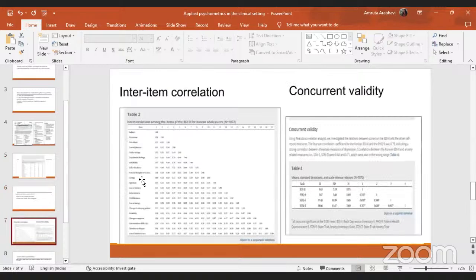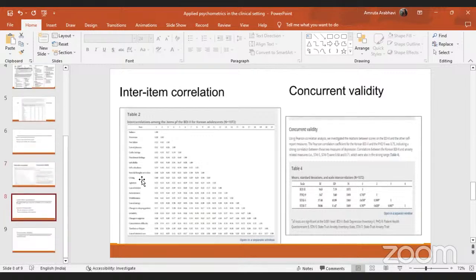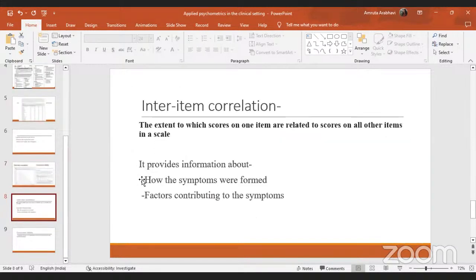there is also an inter-item correlation. Inter-item correlation is the correlation where we understand how one item is correlated with the other items of the scale. So the items in the scale are measuring the facet that we want to measure.